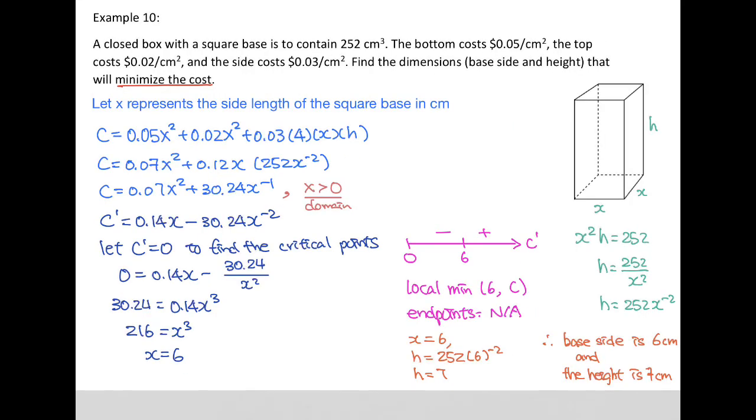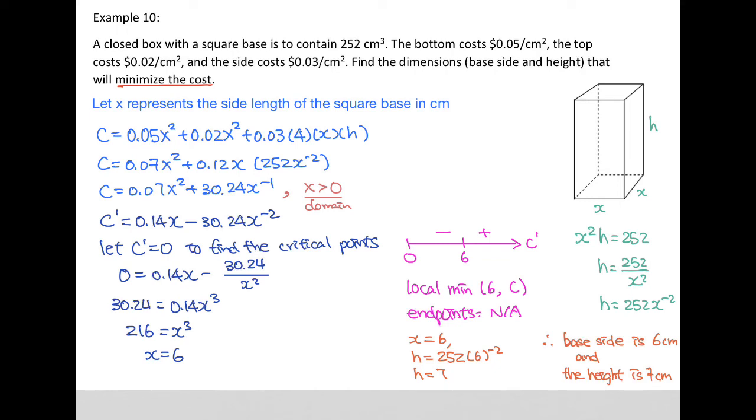Example number 10, a closed box with a square base is to contain 252 centimeters cubed. The bottom costs 5 cents per centimeter squared, the top costs 2 cents per centimeter squared, and the sides cost 3 cents per centimeter squared. I want to find the dimensions, which means the side length of the base and the height, that will minimize the cost to construct this box.